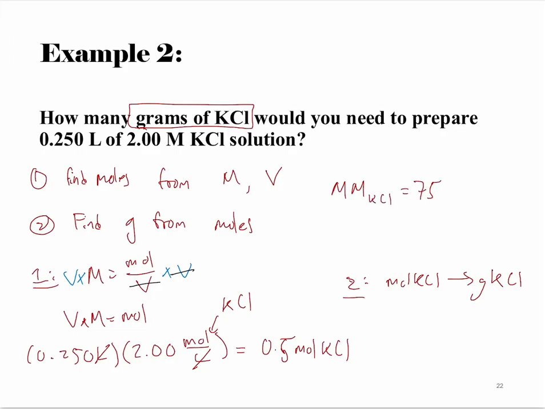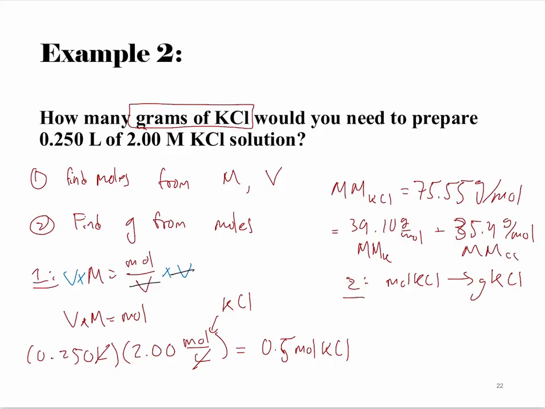75 point what? 55 grams per mole. And how'd you get that, Tiffany? Yeah, from the periodic table, right? So potassium was, what was it? 39.10 grams per mole, plus chlorine, which I think is 35 point something. 35 point what? 0.4 grams per mole. This is the molar mass of potassium, and this is the molar mass of chlorine. That's how we get the molar mass of the molecule.